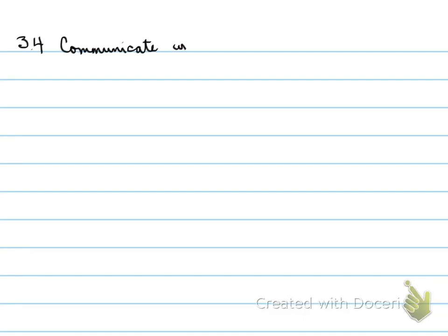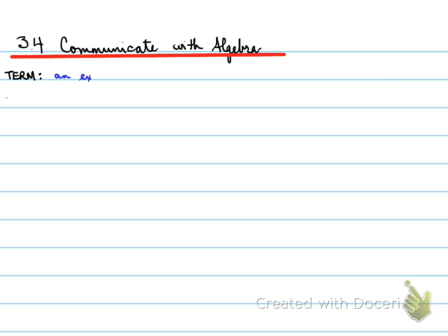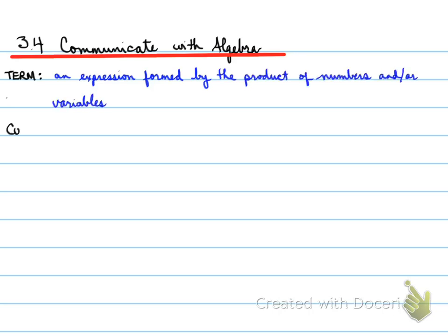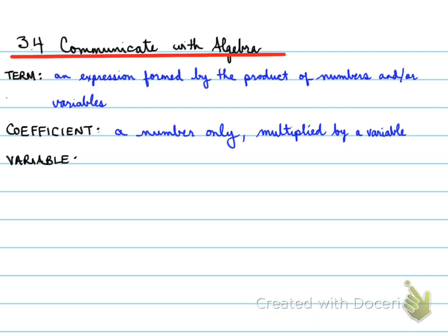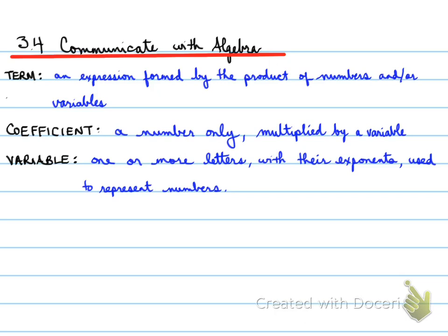Okay, 3.4, communicate with algebra. When we're looking at communicating with algebra, we need to know certain definitions. For example, term. A term is an expression formed by the product of numbers and or variables. A coefficient is a number only multiplied by a variable. And finally, a variable is one or more letters with their exponents used to represent numbers.